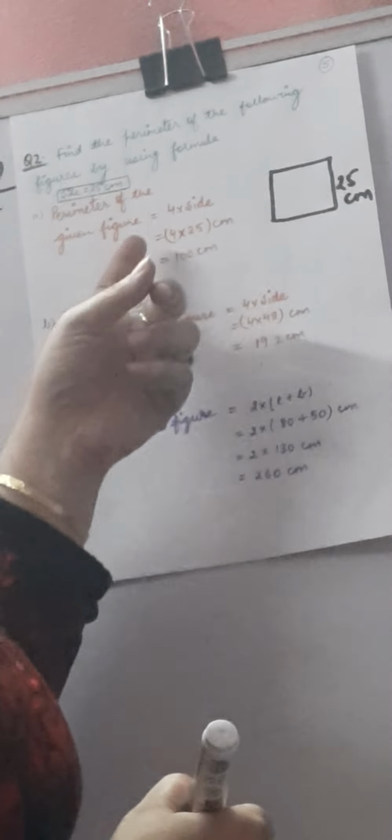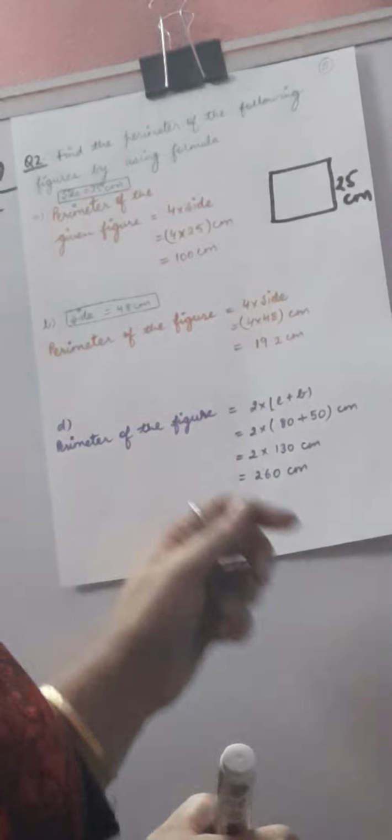Now students, question number 2 is: find the perimeter of the following figures by using the formula. Side is 25 centimeter and the perimeter of the given figure is 4 into side. This is the figure here. Side is given to you, 25 centimeter. So we have to calculate the perimeter of the square. Now we know that the perimeter of the square is 4 into side. So 4 multiplied by 25 centimeter is equal to 100 centimeter.